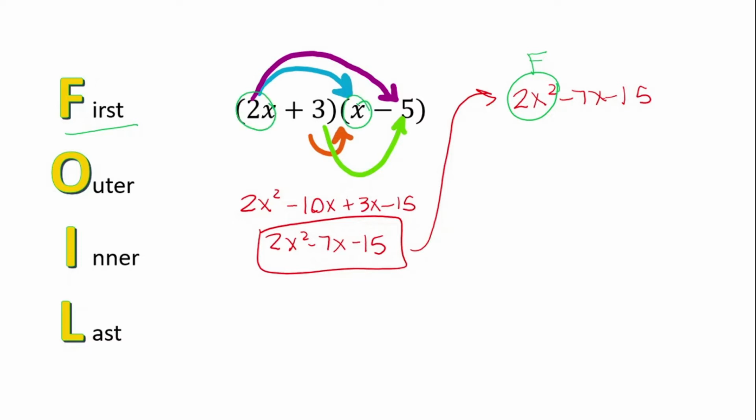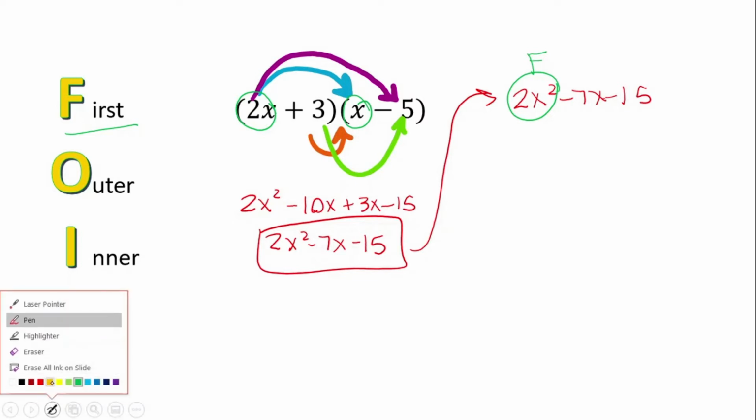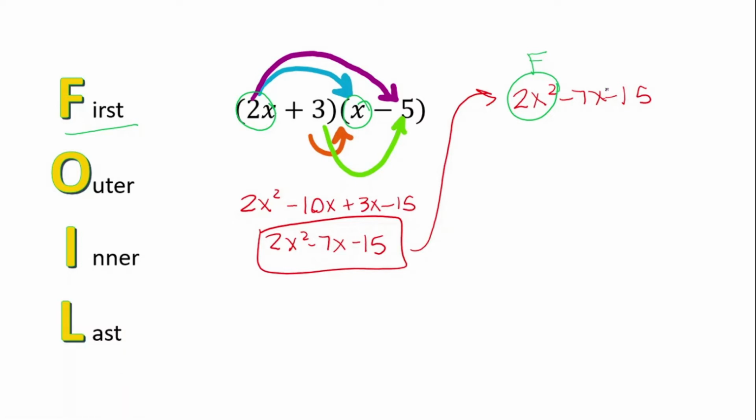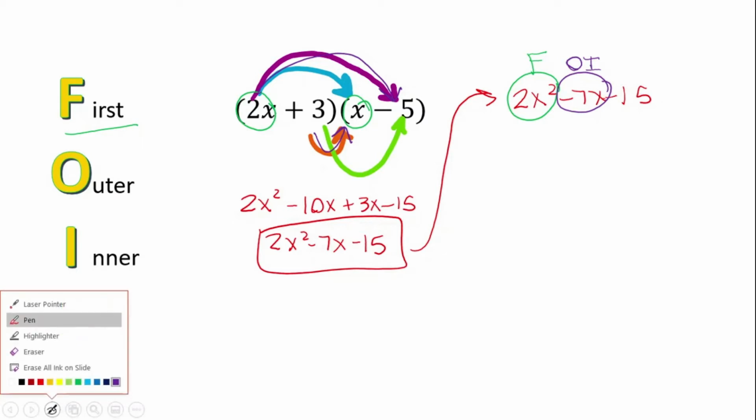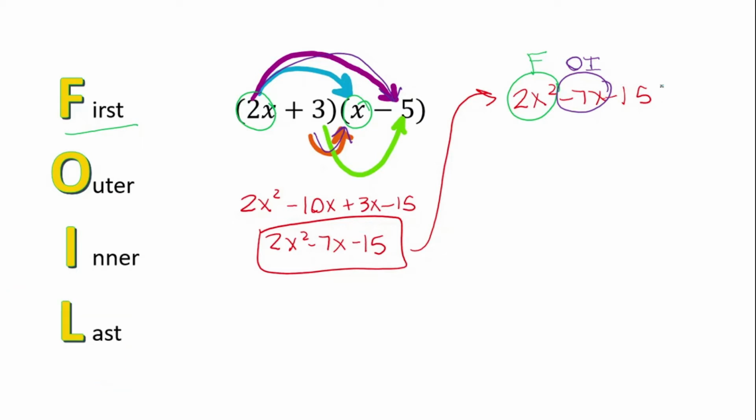The middle part comes from the OI part of FOIL, where we multiplied outer and inner. And the last part, negative 15, comes from the last terms, where we would multiply the last terms in the parentheses.